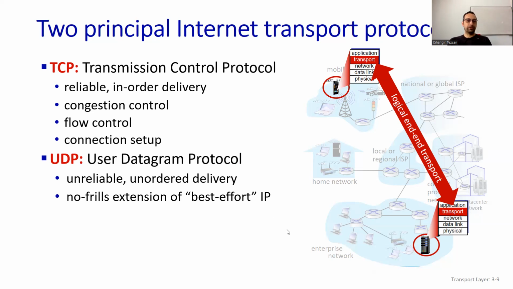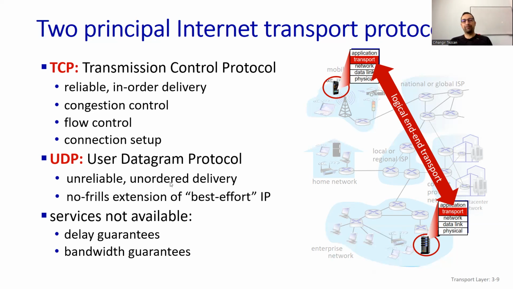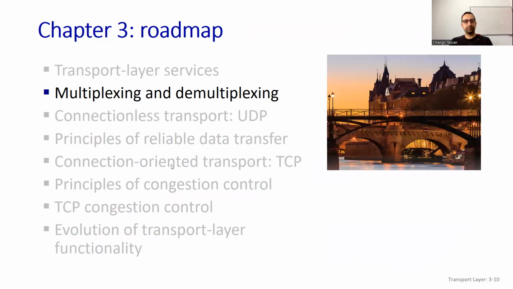UDP is short for User Datagram Protocol. Unreliable, unordered delivery, a no-frills extension of best-effort IP. As you can see, we said bad things here, so people always wonder why we use it. We will give an example later. But more importantly, both of the protocols do not have delay guarantees or bandwidth guarantees. And more importantly, they don't provide security. You don't have confidentiality here. This is why we will talk about TLS and so on later on.